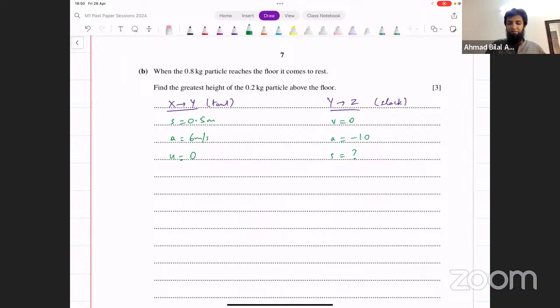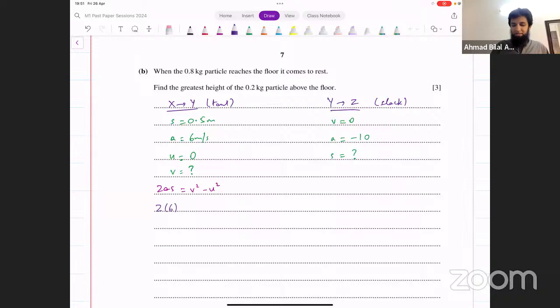What we can do is say Y is common between these two parts of the journey. Using the first part of the journey, we can find the velocity at the point Y, and see what that turns out to be. How do you do that? You can use this equation, 2as equals v squared minus u squared. Remember what we're looking for? We're looking for v. Why? Because that can be used as the initial velocity for the second part of the journey. Let's see what we get from this.